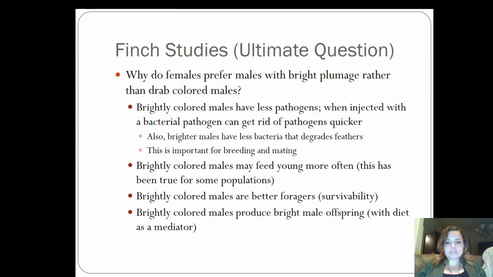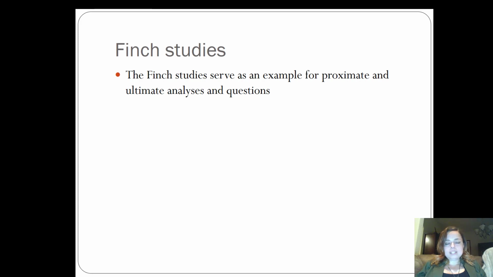Brightly colored males also feed young more often. One of the things that I had discussed in a previous lecture was that females will remember the males that they have the most babies with and the males that exhibit the most parental care. So this would be something that the males would be selected for. The brightly colored males are better foragers, and they produce bright male offspring because diet is a mediator there. So these finch studies are an example of proximate and ultimate analyses and questions in the field of ethology.